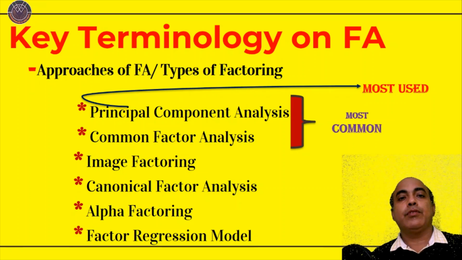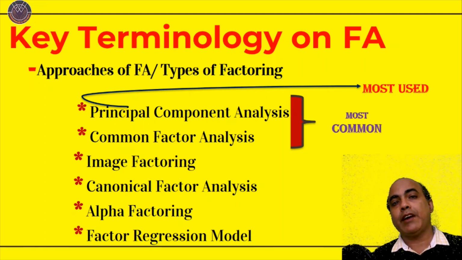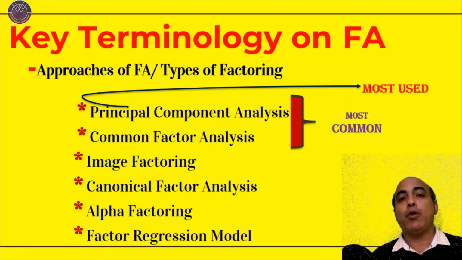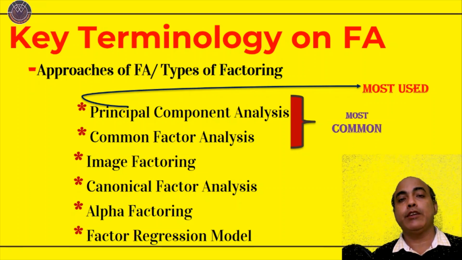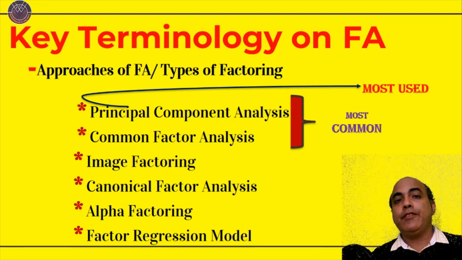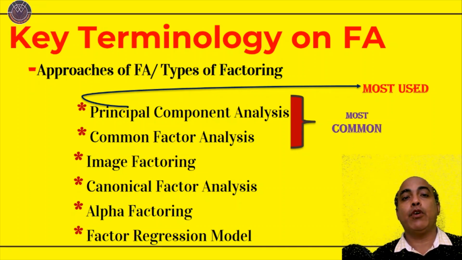Like canonical factor analysis. Canonical factor analysis tries to get the factors based on canonical correlation among the observed variables. Then image factoring tries to get the factors based on predicted variables and not on the basis of observed variables. That's why it is called image factoring. It is not taking the observed variable from the field. It is trying to get the factors from the predicted set of variables. So in image factoring, we extract factors based on the correlation matrix which is made from the set of predicted variables, not from the set of observed variables.